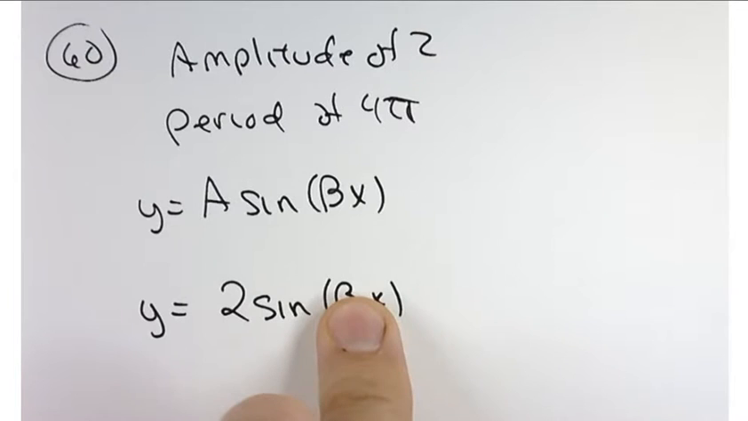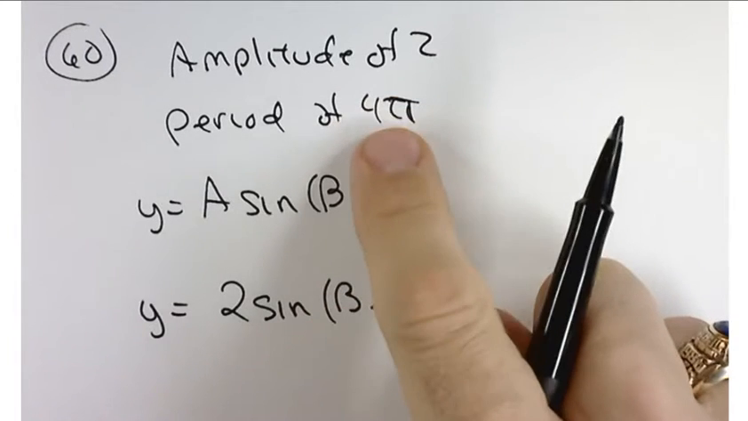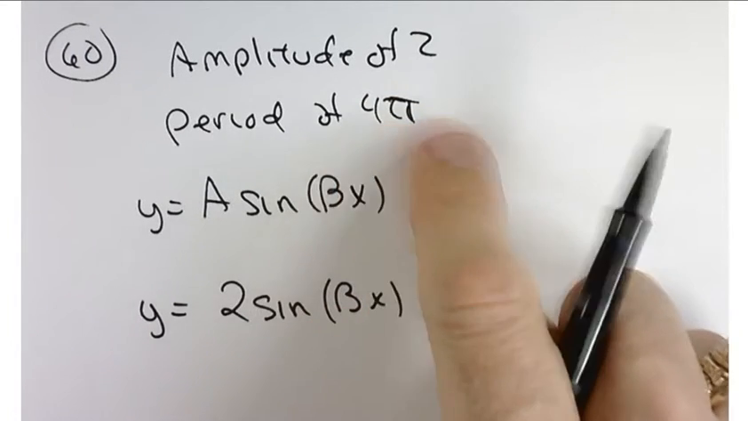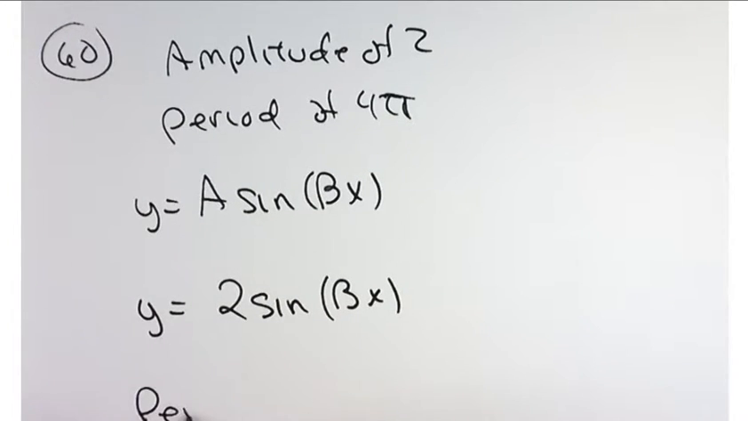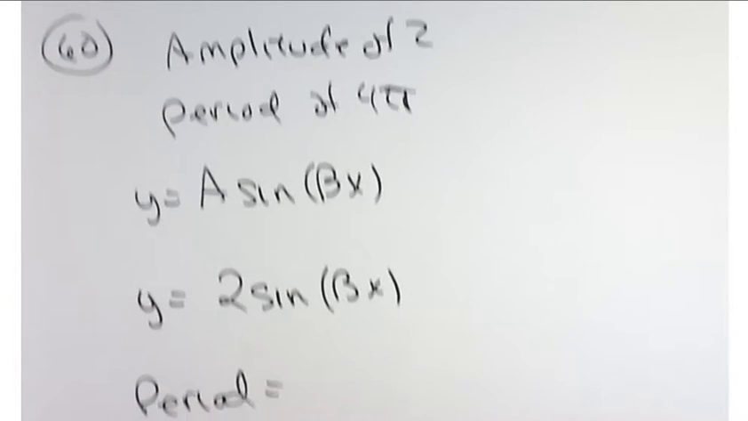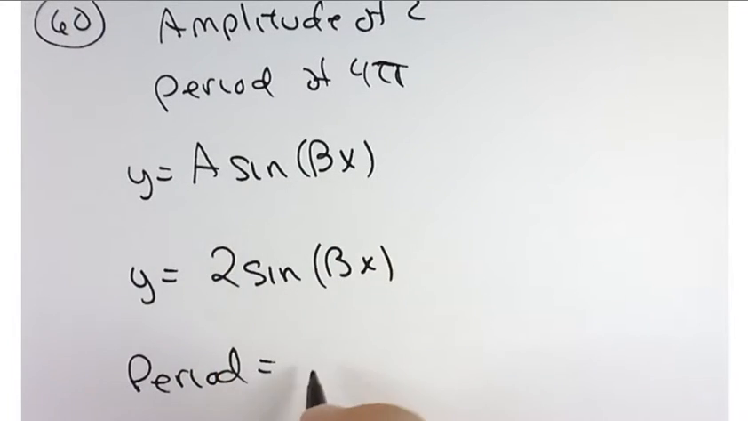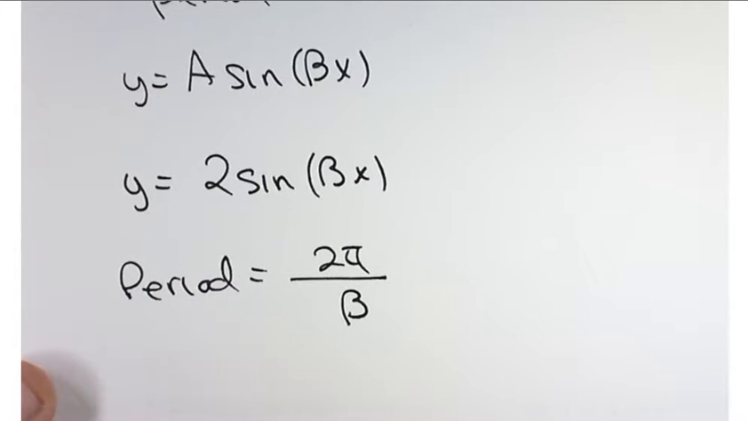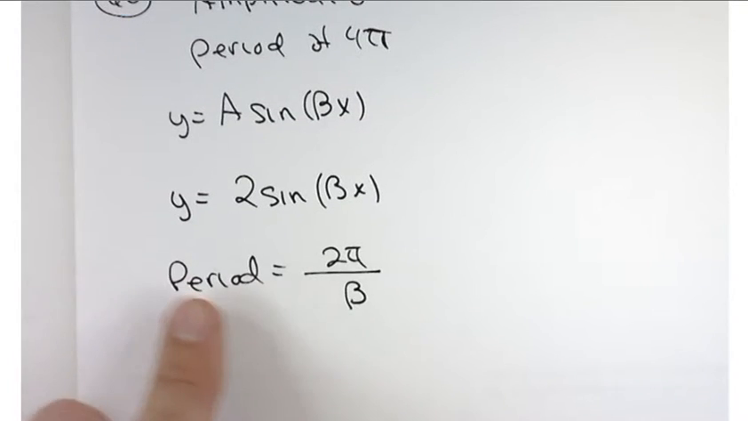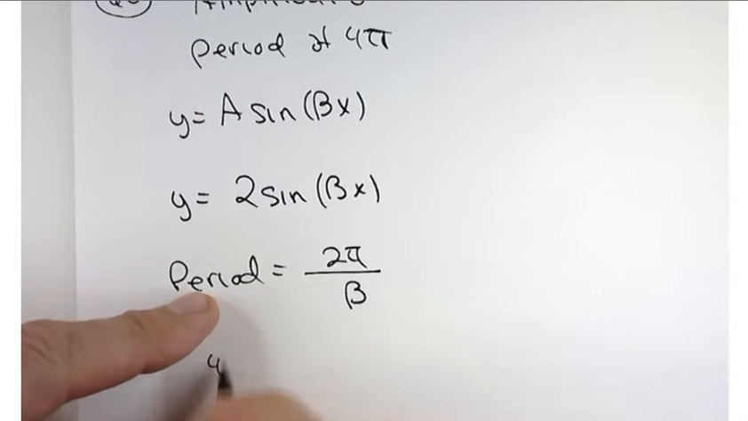The next thing to figure out is what b is. b has to be figured out in such a way that the period of this graph is 4 pi. So let's go back to this idea. The period of a function like this is a nice little quotient. What's the period of that function? 2 pi over b. Well, we know part of this, right? We know the period is 4 pi, and that's equal to 2 pi over b.